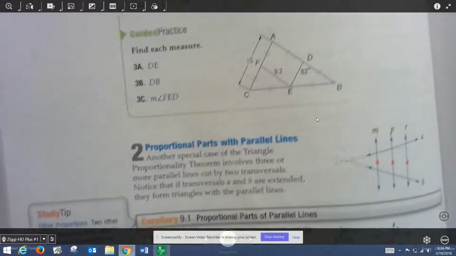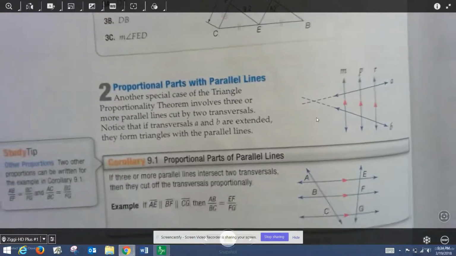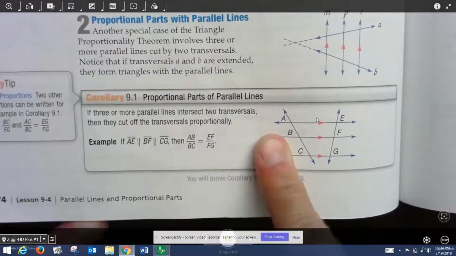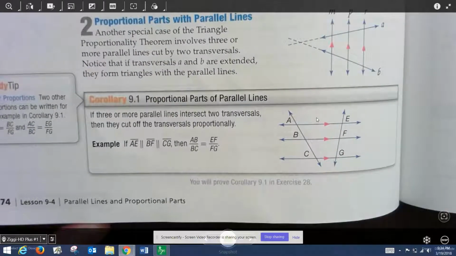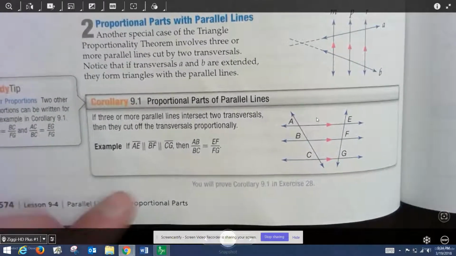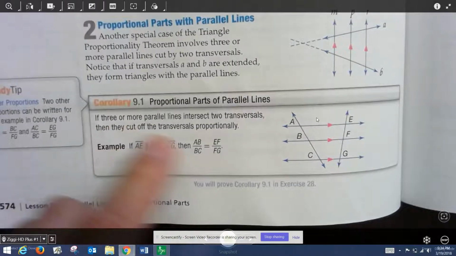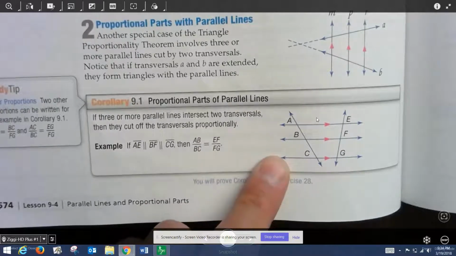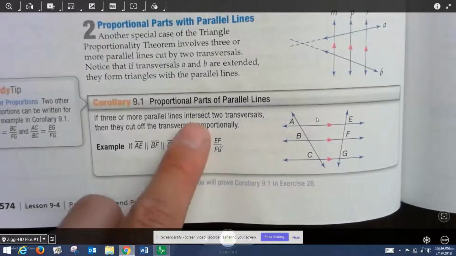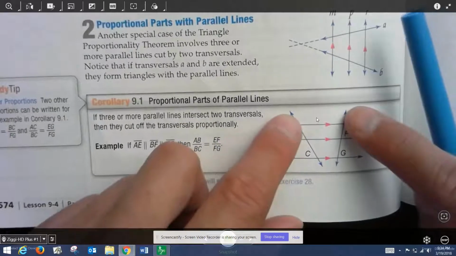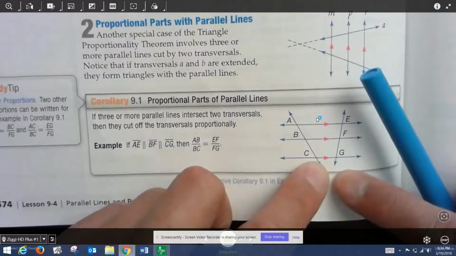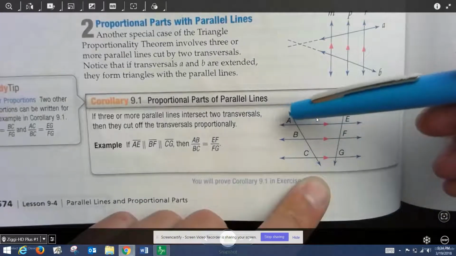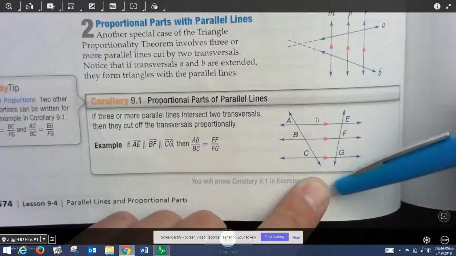So we're still continuing on 9-4, and now we're going to look at this next corollary, or a new sort of theory that we can look at. So go ahead and read this to yourself. It just says if you have three or more parallel lines, so in this case we have three parallel lines, AE, BF, and CG, and they intersect two transversals. So they're lines that are non-parallel. So these are two transversals that eventually intersect. It's like saying A to C and E to G are two transversals.